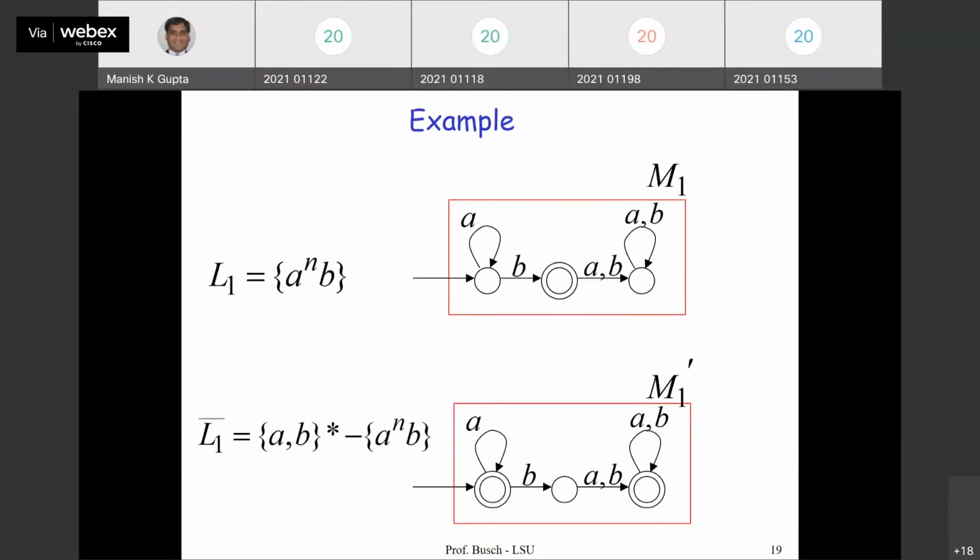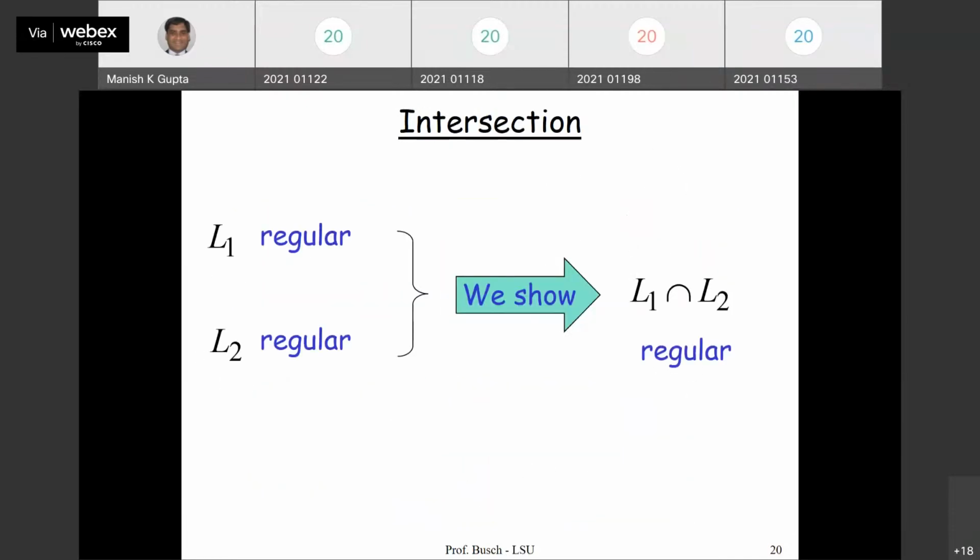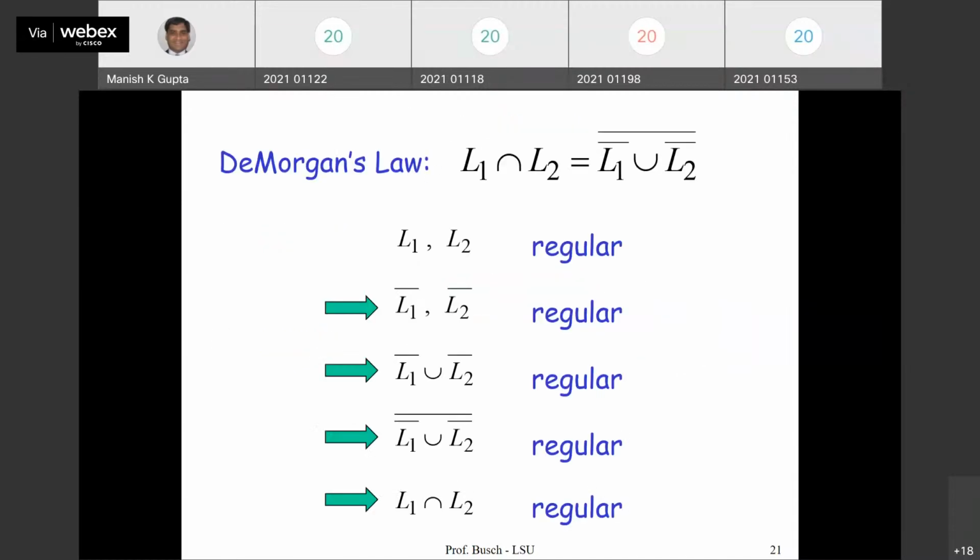Once you are done with these many things, then intersection is easy to prove. L1 is regular, L2 is regular. We need to show that L1 intersection L2 is regular. So we apply De Morgan's law: L1 intersection L2 is equal to the complement of L1 complement union L2 complement. If L1 and L2 are regular, their complements will be regular. You just saw that. Their union will be regular. You just saw that. The complement of that union will be regular, which is nothing but the intersection. You are done. Intersection is regular.